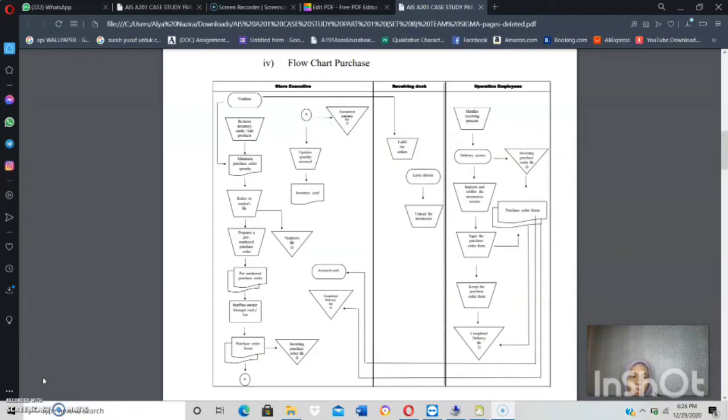The store executive also prepares 2 copies of pre-numbered purchase orders, and the purchase order forms are then filed in the incoming purchase order file by date while waiting for the delivery. And the store executive will take out the respective purchase order copies from the incoming purchase order file. The store executive will also review the completed delivery file for all the completed purchase orders.